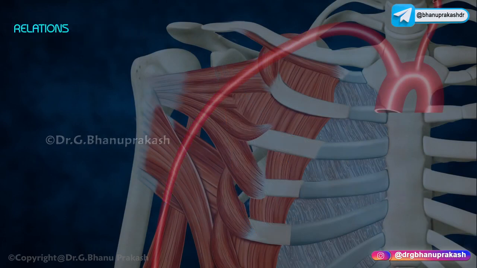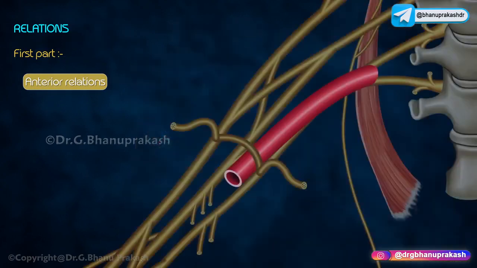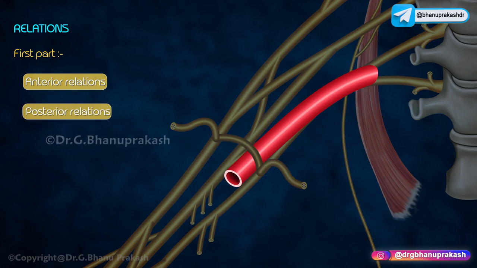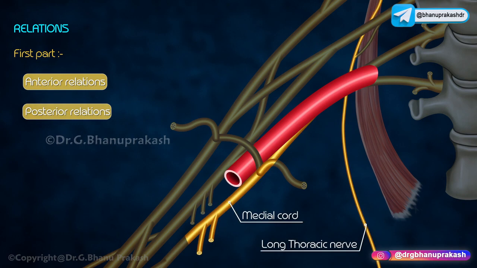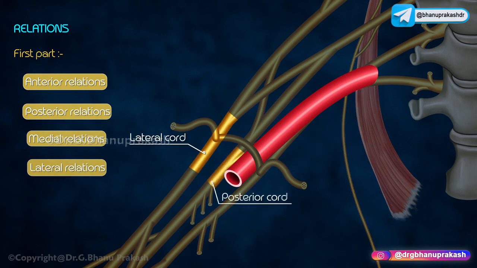Relations of the artery. First part. Anteriorly, the artery is related to the pectoralis major and the loop of communication between the lateral and medial pectoral nerves. Posteriorly, it is related to the medial cord of the brachial plexus, long thoracic nerve, and first digitation of the serratus anterior muscle. Medially, the axillary vein, and laterally, the lateral and posterior cords of the brachial plexus.